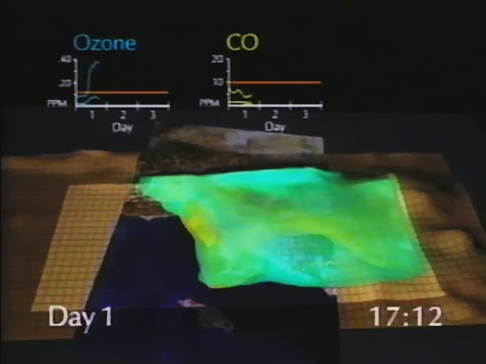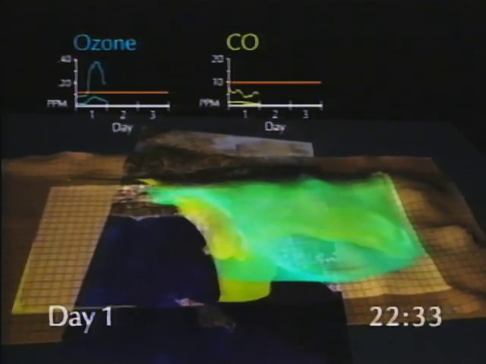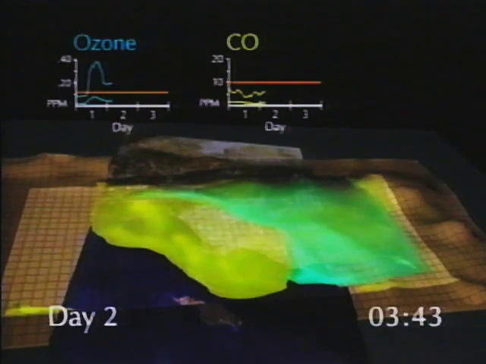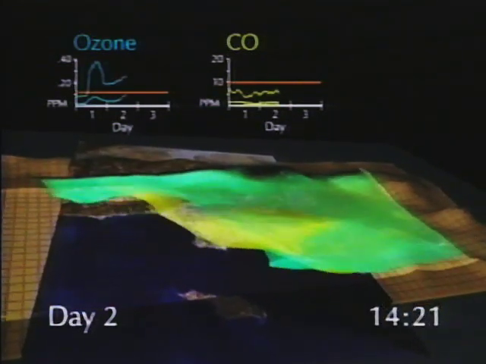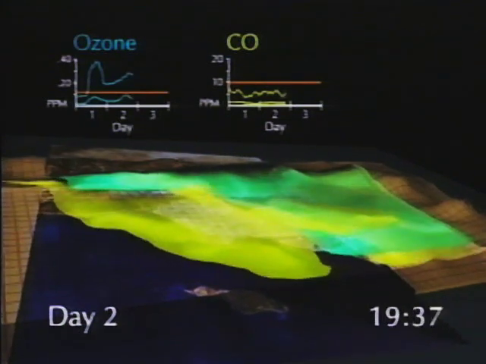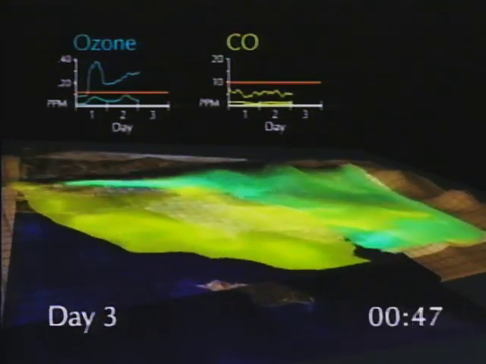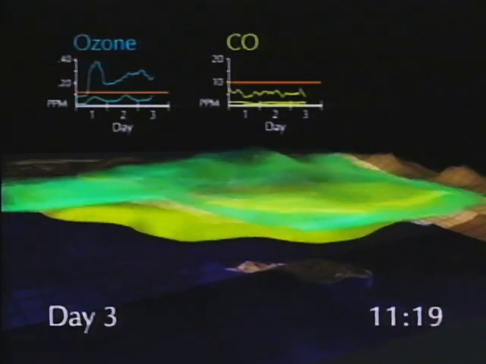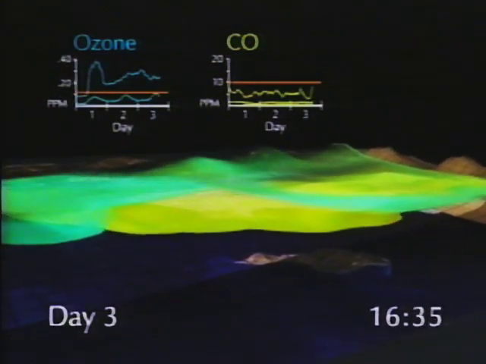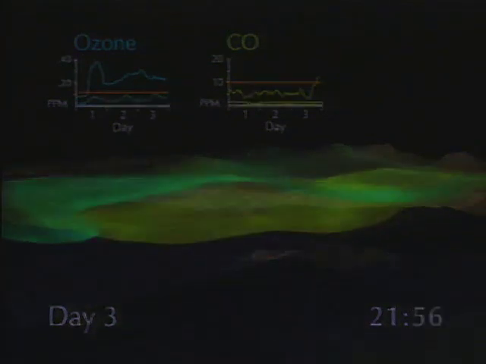The invisible ozone is represented as a green cloud. Concentrations peak in the afternoon downwind of the heavily populated areas. Carbon monoxide, represented as a yellow cloud, peaks during rush hour in the downtown area. These graphs show the average and peak pollutant concentrations on the ground. A red line indicates the national air quality standard.